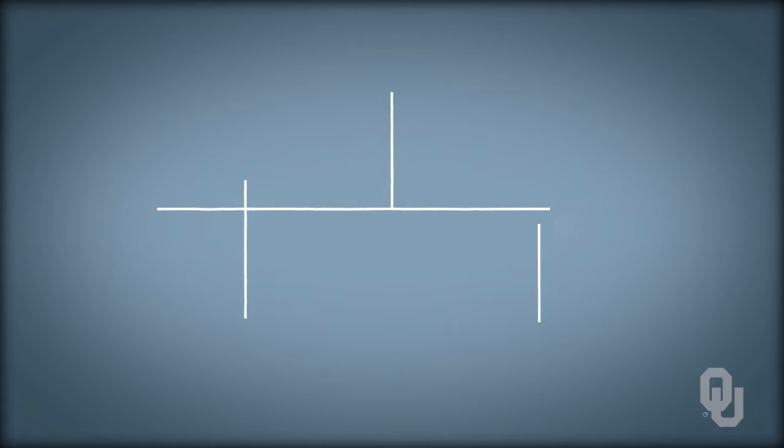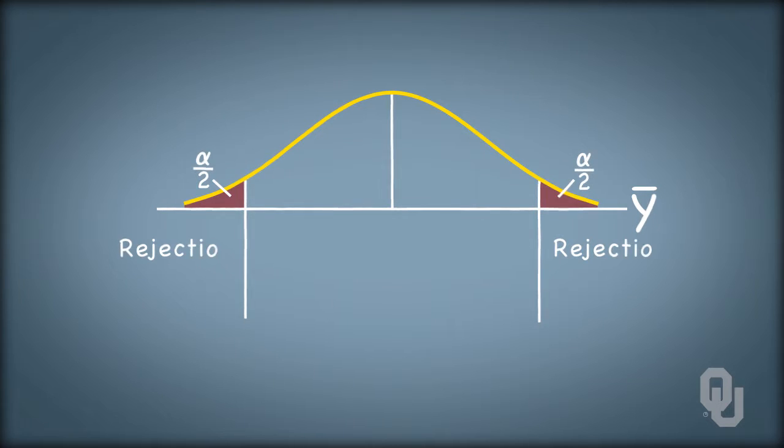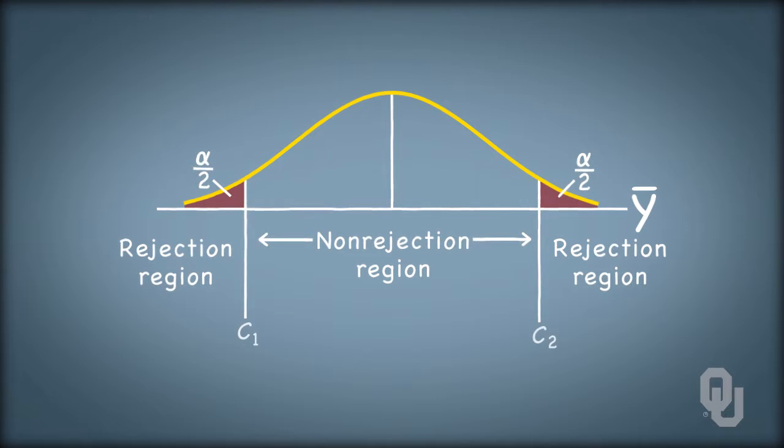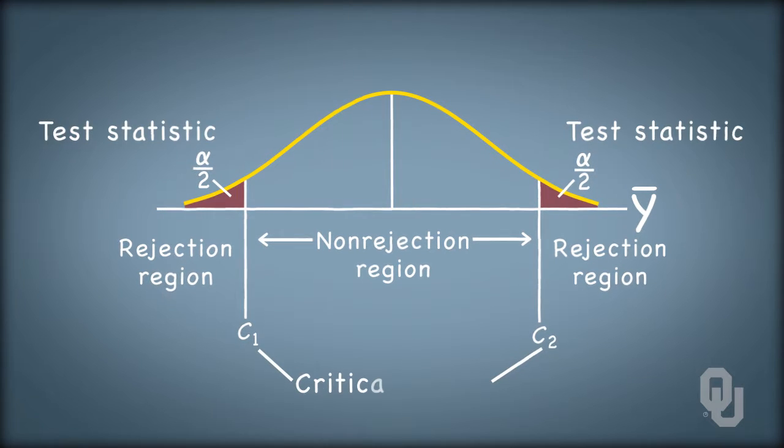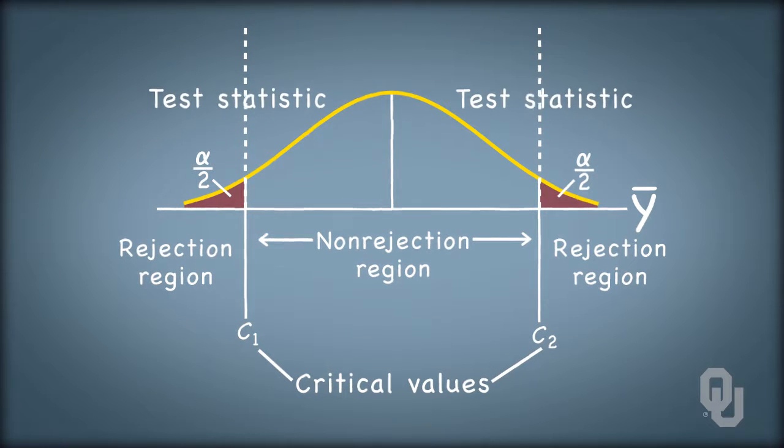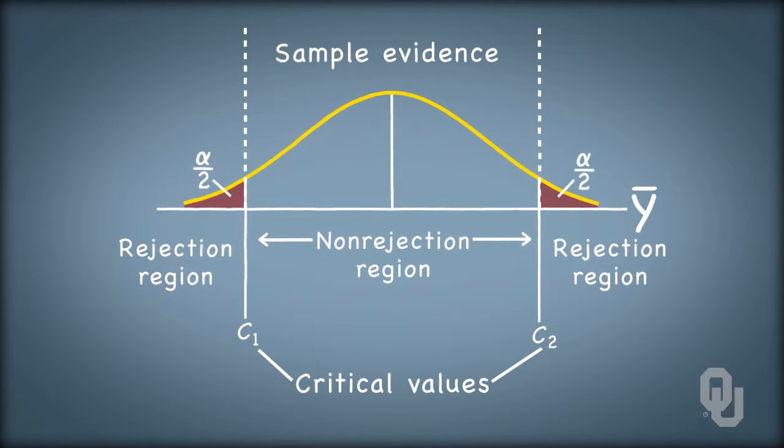That's the area beyond the critical value, or the level of evidence beyond which we're convinced that we should reject the null. If our evidence, which we're calling a test statistic, lies in the rejection region, then we should reject the null. If the test statistic lies in the non-rejection region, then our evidence doesn't compel us to reject the null.